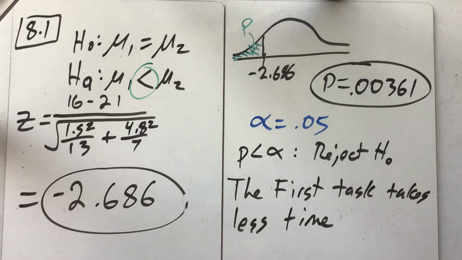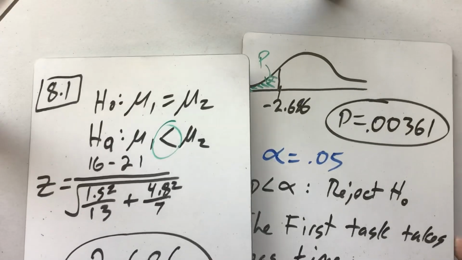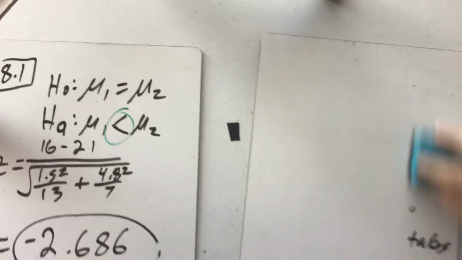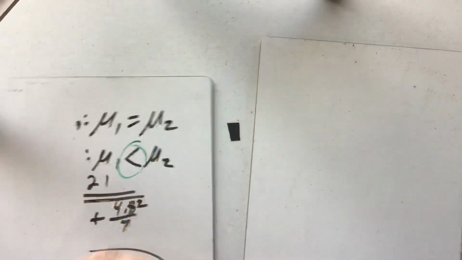Okay, now let's do a second problem, and the second half of this problem is finding a confidence interval. But before we do that, we need to figure out what the formula for the confidence interval is. Give me just a second and we'll get to that. Okay, so what is the formula for the confidence interval going to look like?